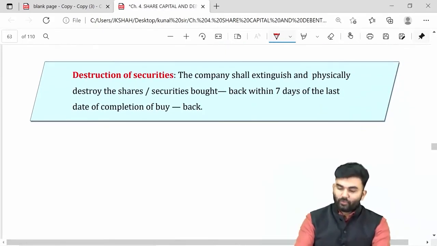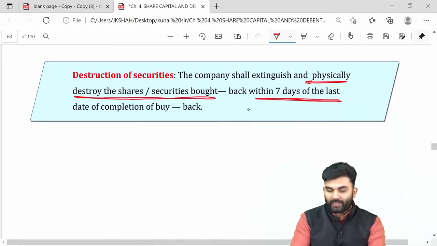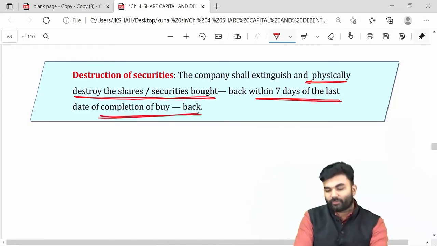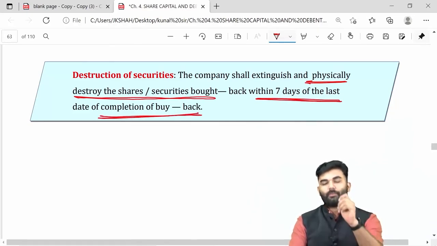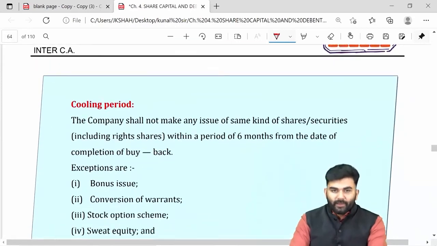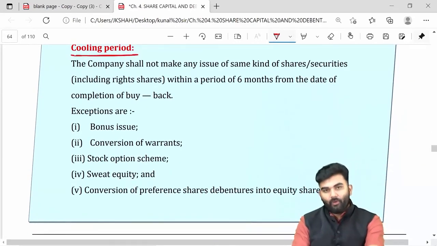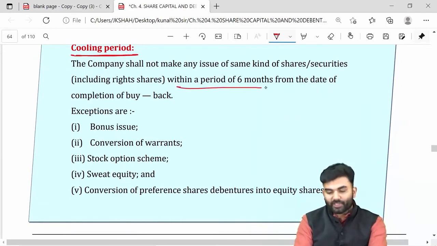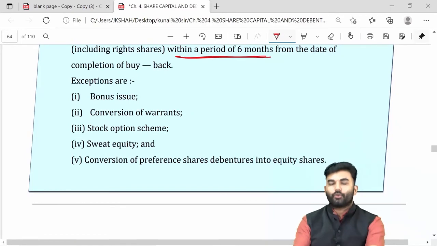The company needs to physically destroy the securities which the company has bought back within 7 days of the last date of completion of buyback. The day when the last day of the buyback got completed, from that day within 7 days the security should be physically destroyed. In fact, the company now needs to observe a cooling period. A cooling period of at least 6 months should be observed, wherein new securities should not be issued.